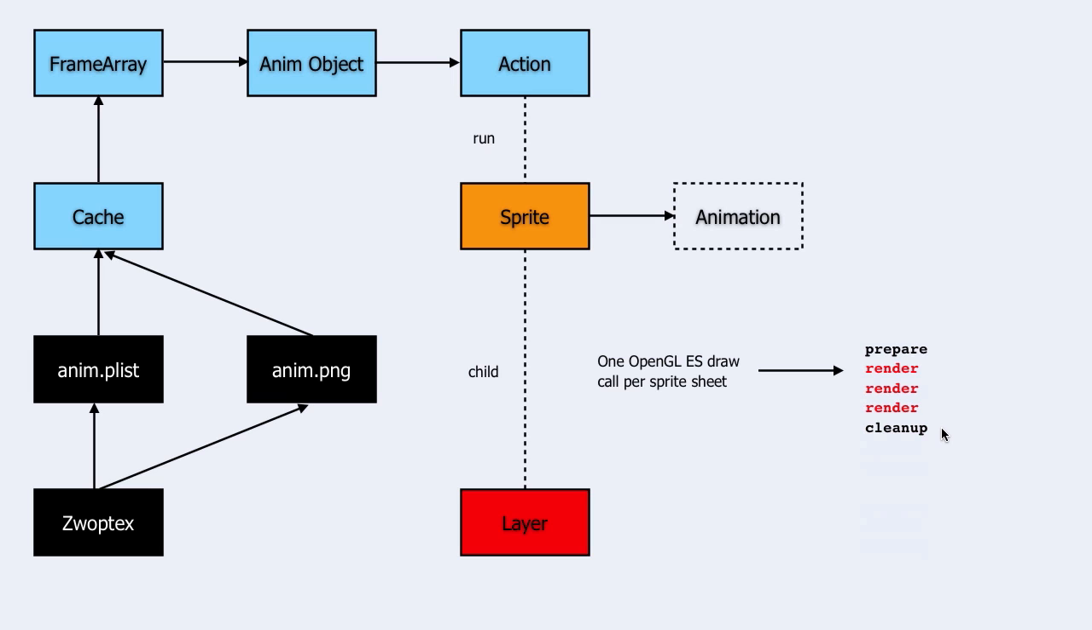Well, instead of attaching our sprite to the layer, we could instead attach it to a batch node, and then attach the batch node to the layer. But how do we get this batch node? Well, we can create it from our sprite sheet. Let's see how this is done in Xcode.